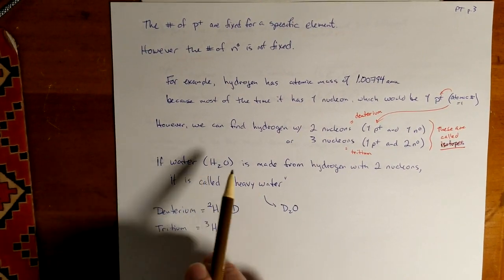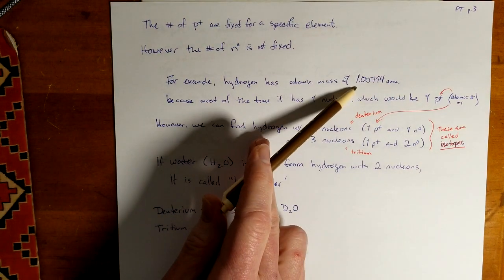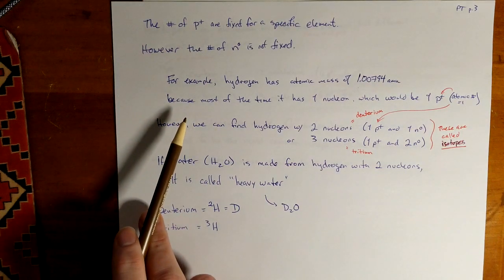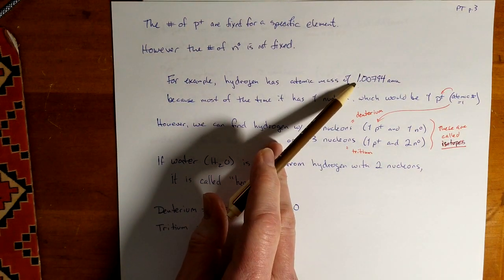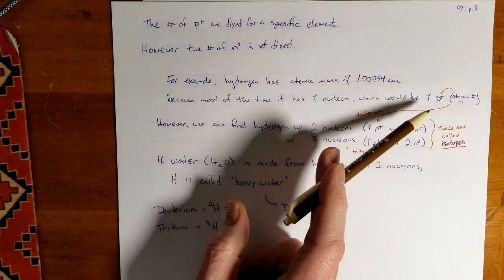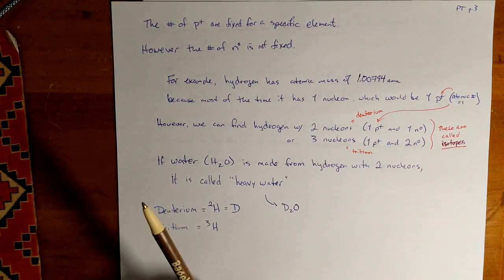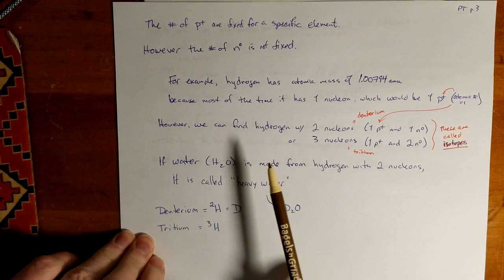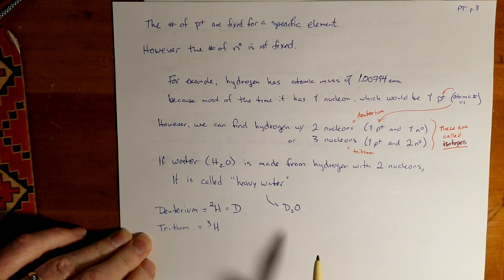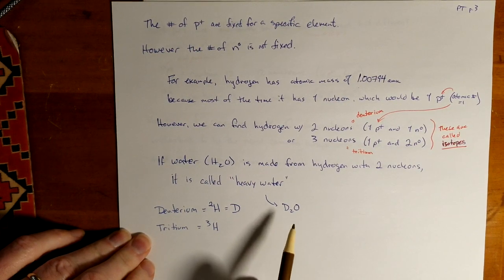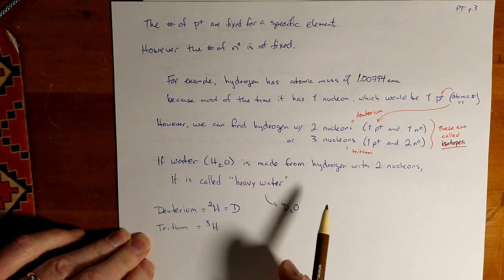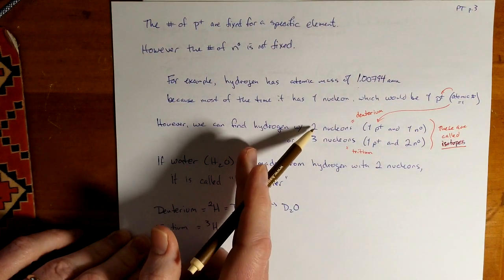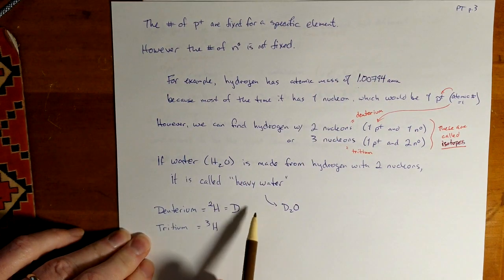Let's take, for example, hydrogen, which has an atomic mass of 1.00794 atomic mass units. And usually there's just 1 nucleon if you round that off, and that's the proton. However, you can find hydrogens with 2 nucleons, that's known as deuterium, or 3 nucleons, known as tritium. And if you've ever heard the term heavy water, normally water is 2 hydrogens and an oxygen that are combined, but if the hydrogens happen to have 2 nucleons, deuterium, then it's known as heavy water.